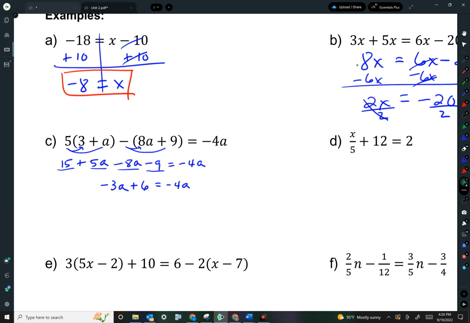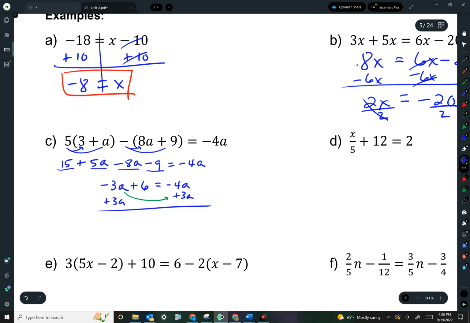But do you see, if you do that, you're still gonna have to move the 6 over to the right. So you're still gonna have two things to do. Either one will work. I just like to do it in the shortest amount of steps possible. So I'm thinking, how about if I add my 3a? If I add my 3a, then what I'm going to have on the right side is just a negative a. And on the left side, all I have is my positive 6.